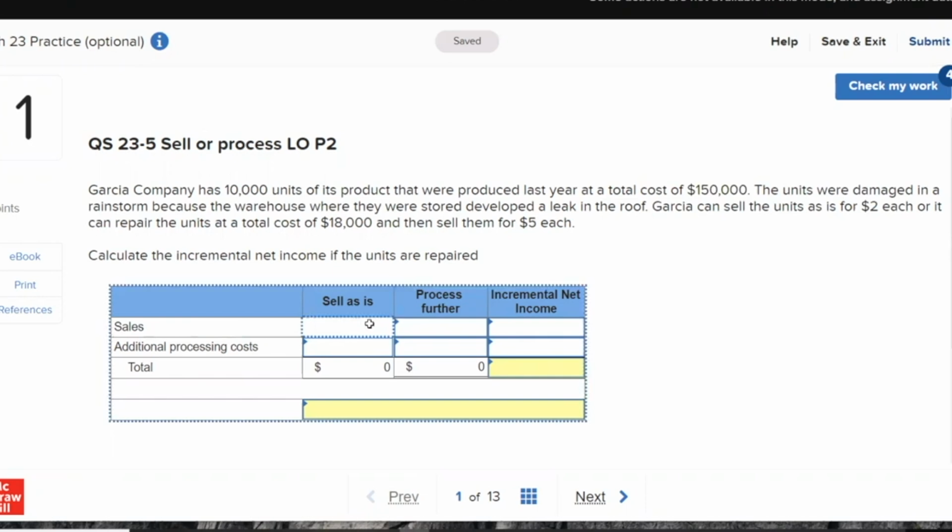If we sell as is, our sales would be $2 each times 10,000. That's $20,000. We'll make $20,000 if we sell them as is. If we process further, what will we get? We can sell it for $5 each. So 50,000. We can make a lot more money if we process further. So the difference there, the incremental. Now remember, incremental means additional. So the additional income here is 30,000.